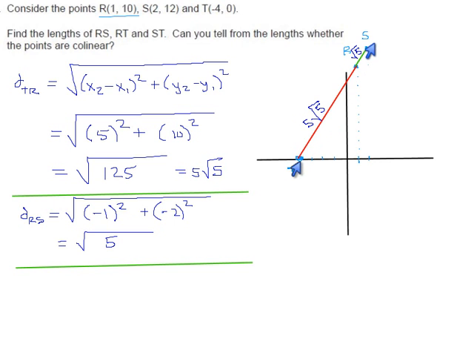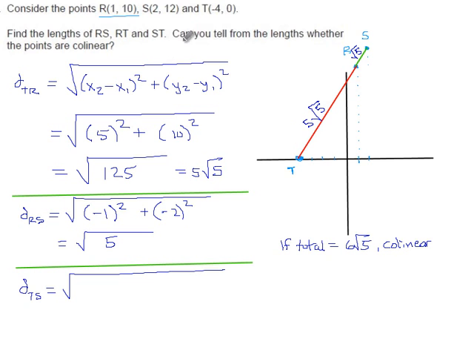So now the question is, is that the same thing we get if we do the total distance from T to S? Let's find out. We'll say this before we go on. If the total is 6 root 5, then yes, these points are collinear. If the total is anything else, then there's a bit of a bend. These lines are not perfectly parallel, and that'll mean that the points are not collinear. So we'll do the distance TS and we'll see what the verdict is.